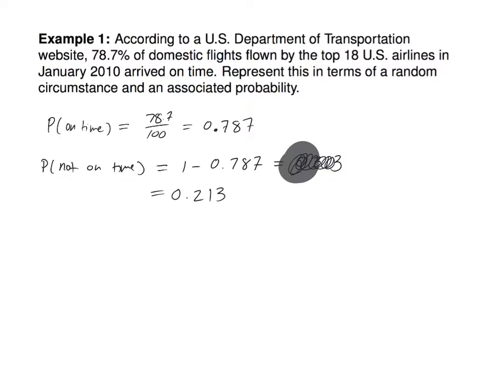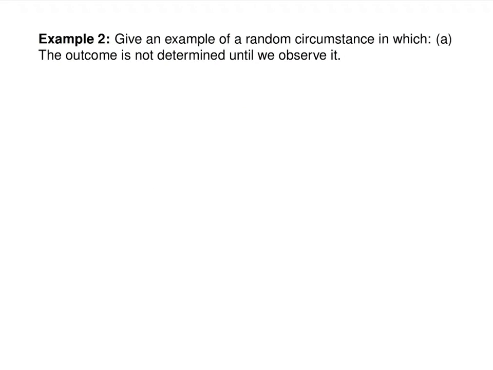So your book makes this little distinction between random circumstances in which the outcome isn't determined until we observe it, and the second one is the outcome is determined, but our knowledge of it is uncertain. I don't know which one's easier, but let's do them on the same slide because I think the distinction makes sense. So let's do part B first. The outcome is determined, but you don't know what's going to happen.